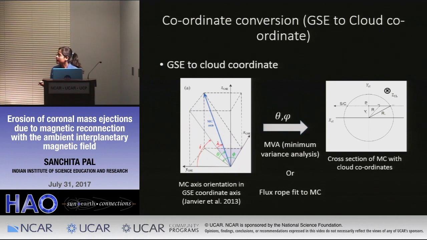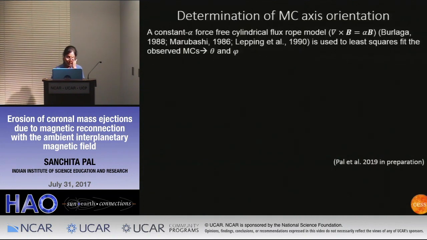That's why we choose to go with the flux rope fitting method. This method also has some discrepancies, but they are consistent for all the events, irrespective of their impact factor and irrespective of their theta and phi. So we did a flux rope fitting to the magnetic cloud axis to get the orientation of the magnetic cloud.